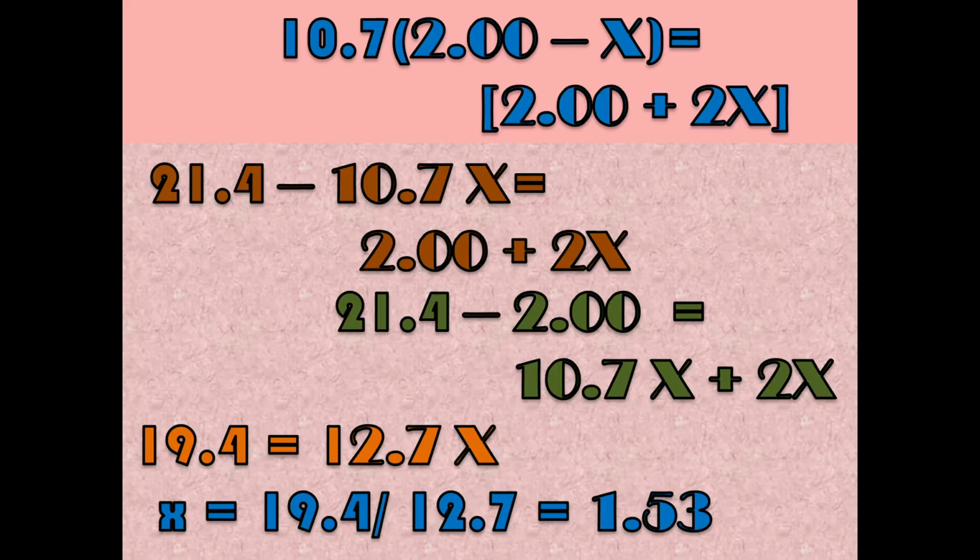Now, the reason I'm moving in this case all the numbers to the left and all the x values to the right is because that gives me positive values on both sides. I could have moved it the other way around and moved 2x to the left, but then I'd have minus 12.7x. I just don't like negative numbers if I can avoid them. So 19.4 equals 12.7x. X is equal to 1.53. So more algebra, but no quadratic equations.